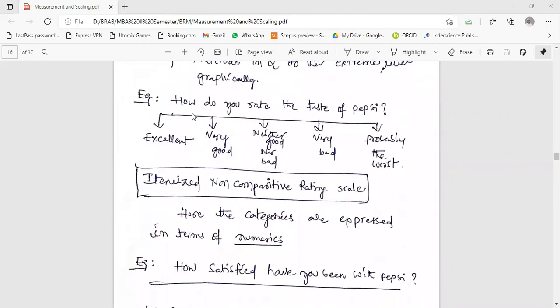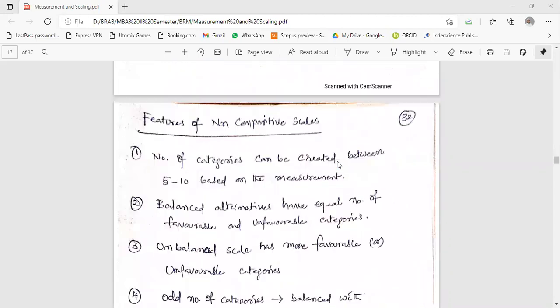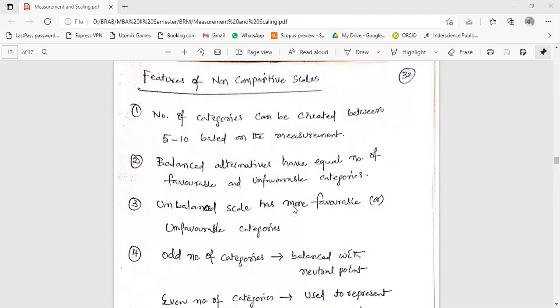Here the favorable categories are 2, excellent and very good. Unfavorable categories are also 2, that is very bad and worst. So it is okay. But if you add one more category here, outstanding, then favorable responses will become 3 and unfavorable responses will remain 2, then it is not a good scale. It has some defect.